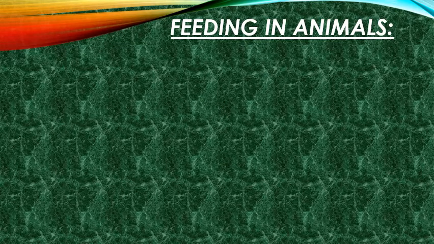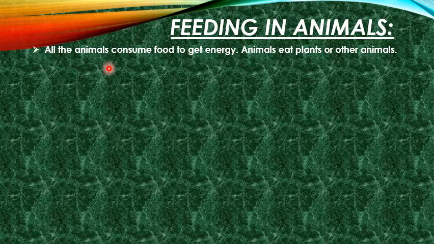So here we go with another segment of our chapter, that is feeding in animals. Before going towards feeding in animals, we should know what feeding is. Feeding is one of the important processes of all living creatures. All the plants prepare their food in their body, but animals get their food from a source. So simply we can say that all the animals consume food to get energy. How do they get their food? Animals eat their food either in the form of plants or in the form of animals.